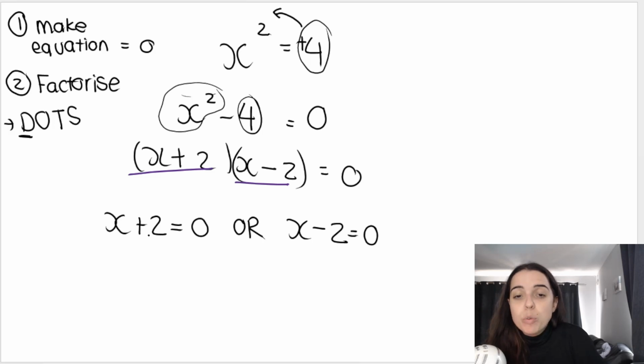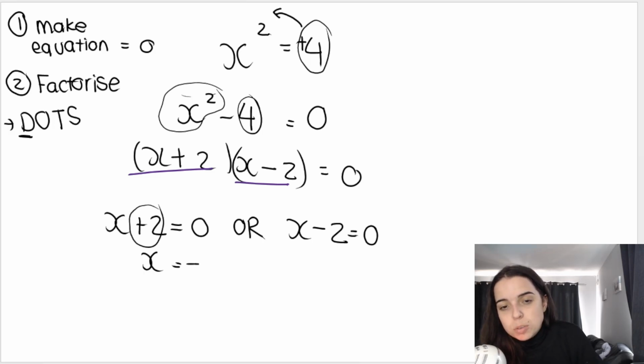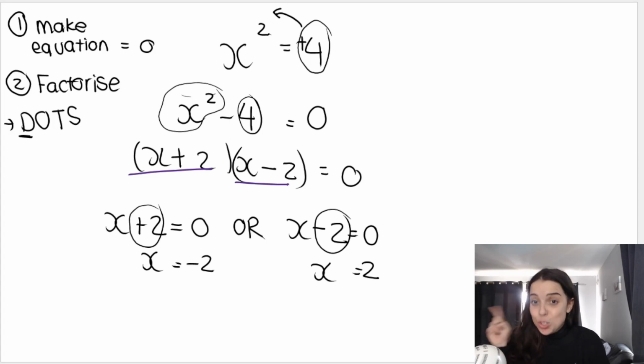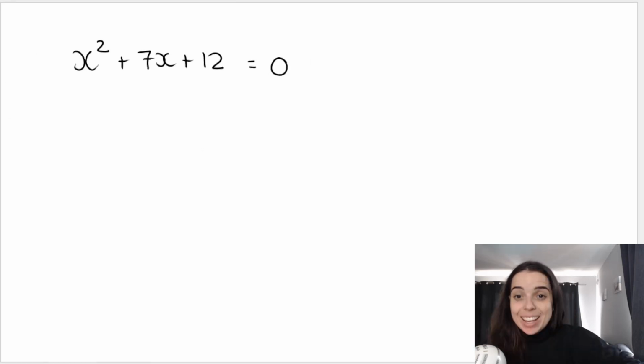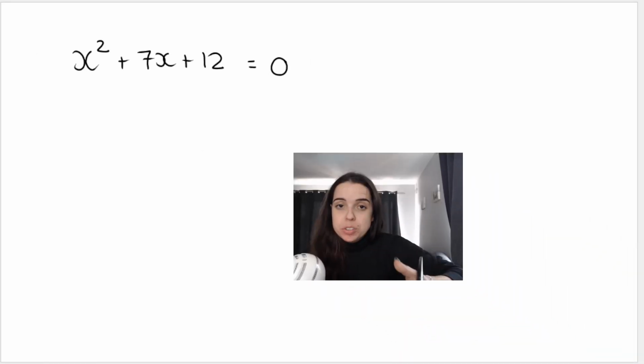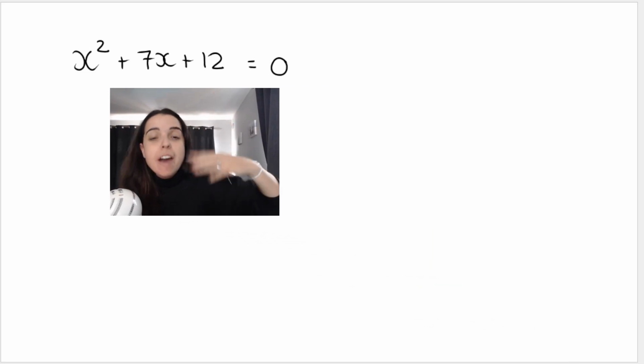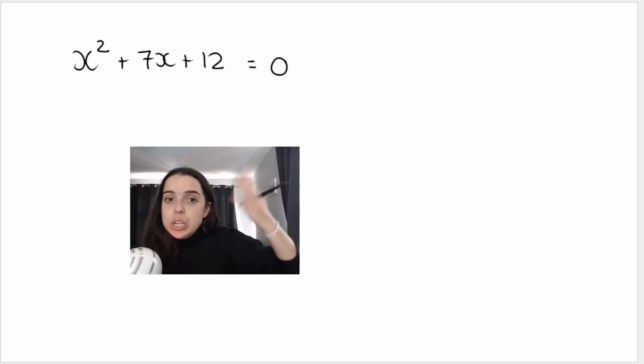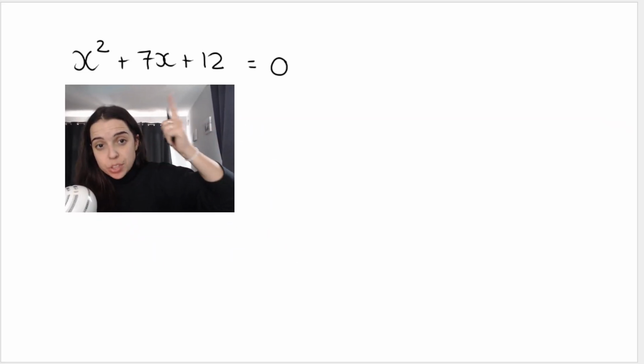Now what we do is we solve each equation. Take the plus 2 over, it becomes x is equal to minus 2. Take the minus 2 over, it becomes x is equal to plus 2. So can you see two solutions? x can be positive 2 or x can be negative 2. And just by the way, following those steps, so making it equal to 0, factorizing, making each bracket then equal to 0, that's the only way that you can, for example, solve this equation.